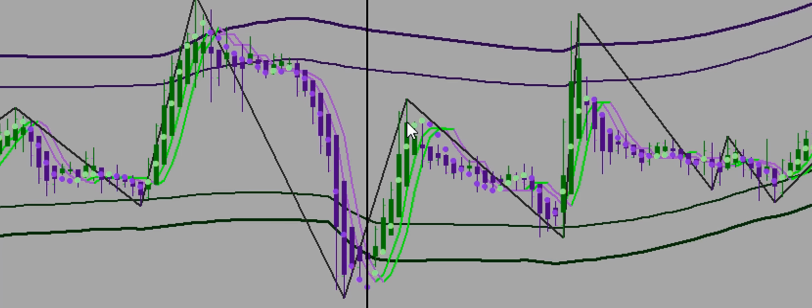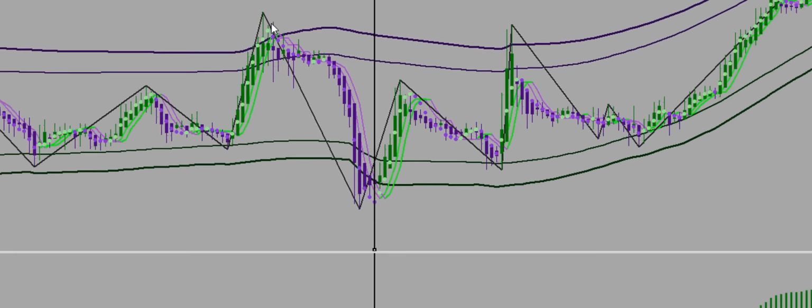The key is to pay attention to the wicks. Notice how price tries to break that final high, but can't. That failure is the clue that momentum is shifting, and that's what leads into the reversal.